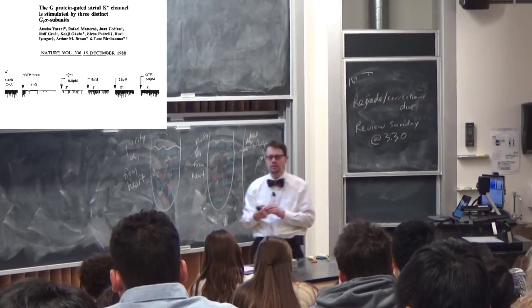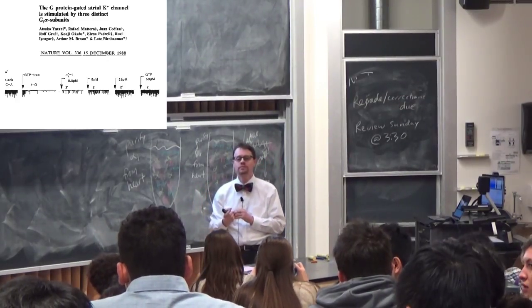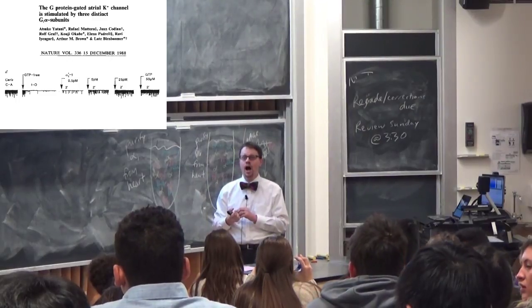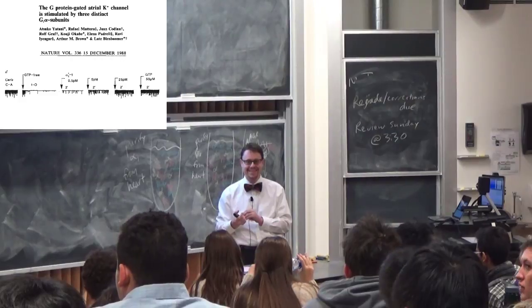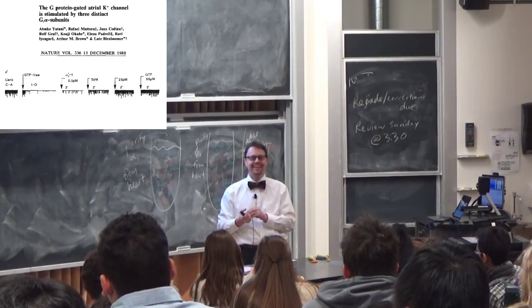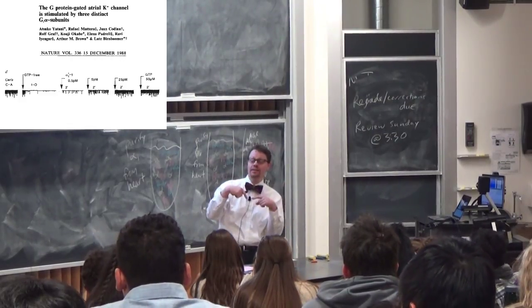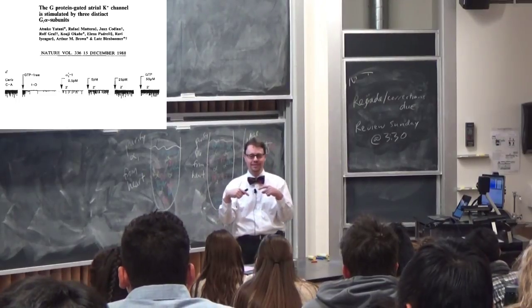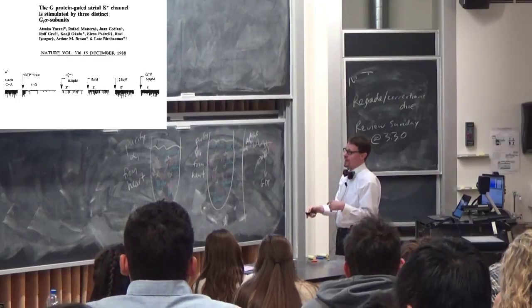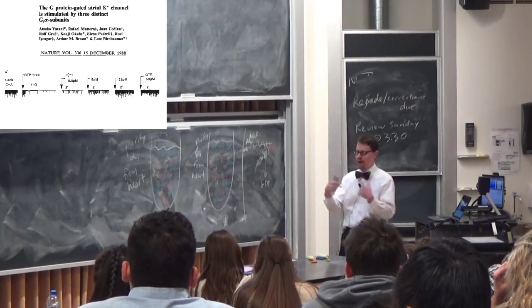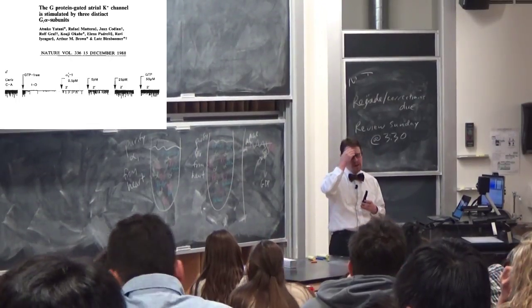Yeah? What is the function of beta gamma? So to open the potassium channels, yes, in this case in the acetylcholine receptors. Yeah. We'll work through that a little bit more. Get to how. I'm much more interested in that.